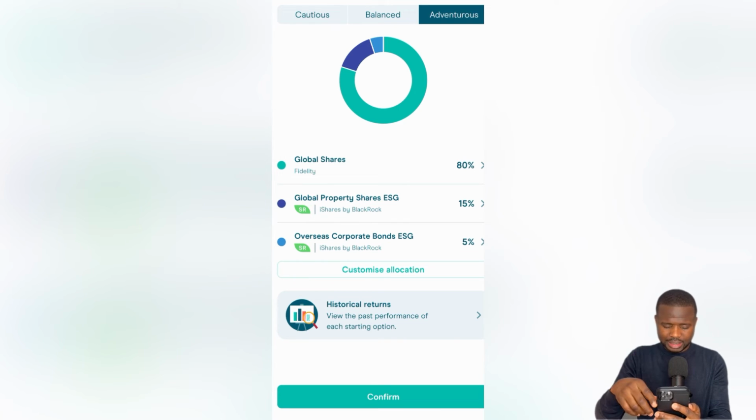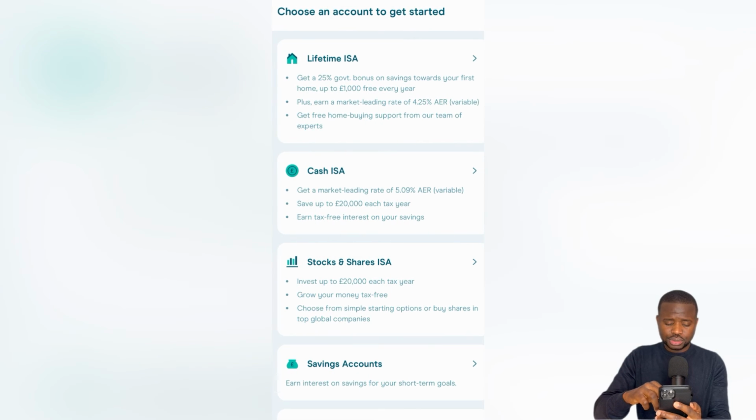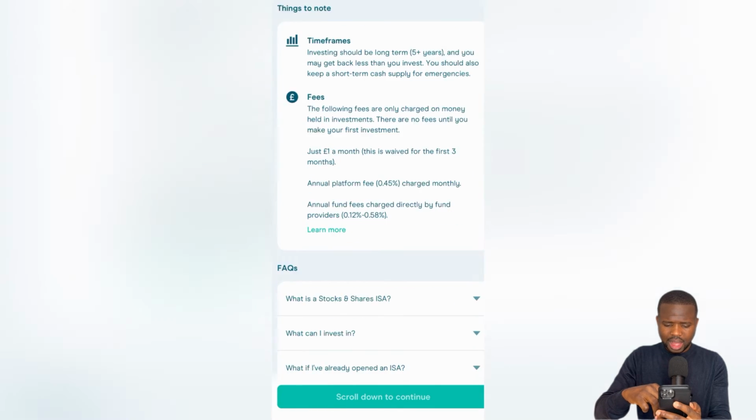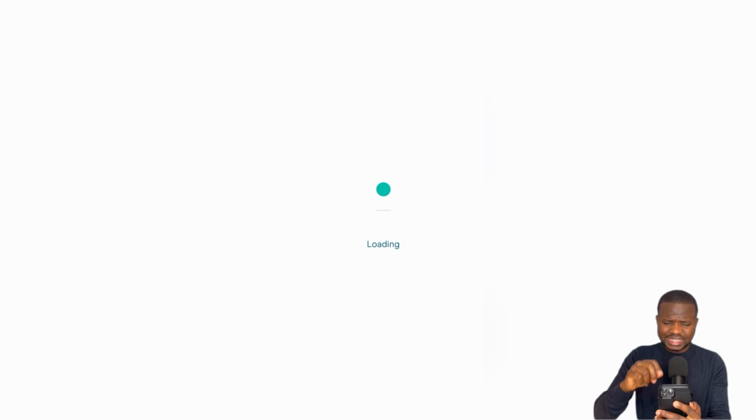I want to invest in shares. So at Adventurous, we go to confirm. Of course, if you confirm, that means that you are agreeing for them to allocate your funds in that way. But actually, let's go back, return to select account here, continue. In fact, I would want to select my own funds that I want to invest in. I want to invest in the S&P 500.